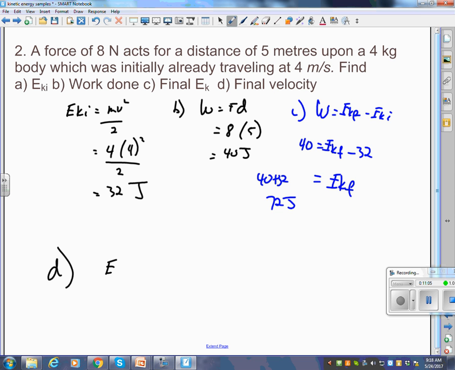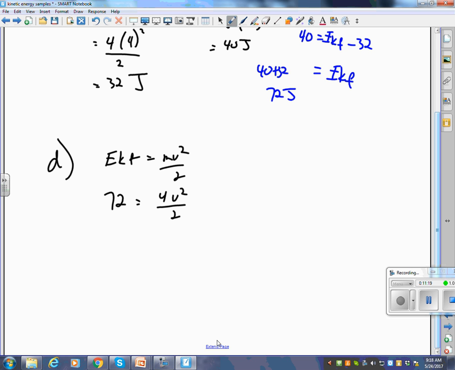Once you've got that EKF, mv squared over 2, 72, mass is 4, v squared over 2. 4 divided by 2 is 2, 72 divided by 2 is 36, v equals 6, right? Yeah, good.